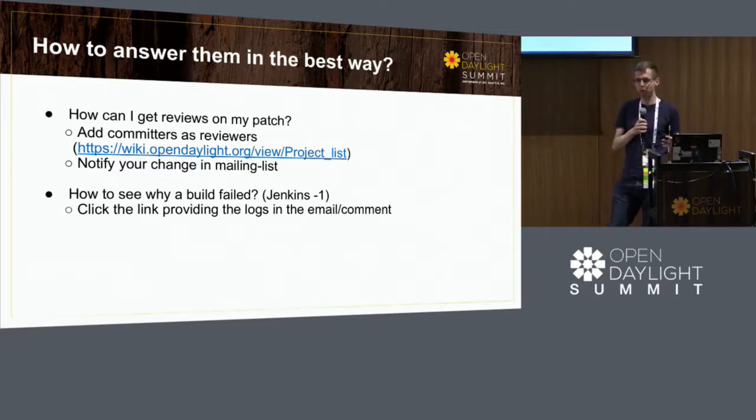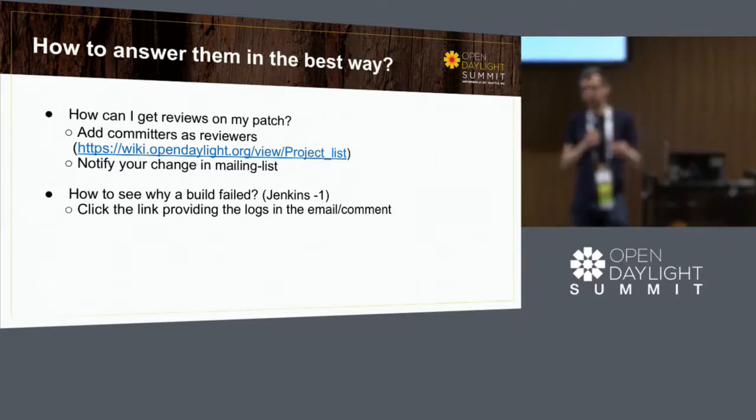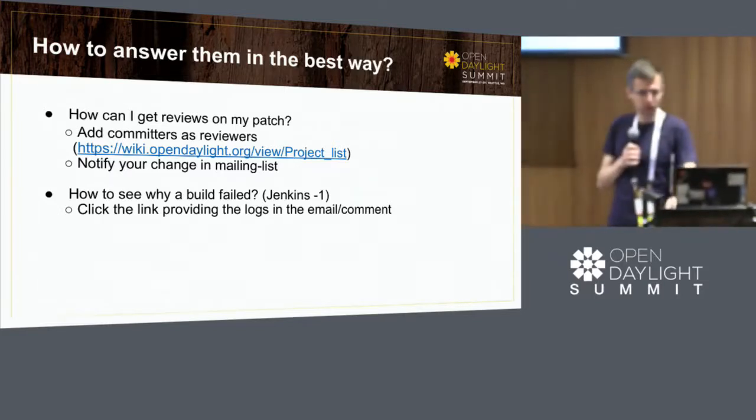And then to get human reviewers on it, the best approach is to have a look at the project list, find the project that you're pushing a change to, and look for the committers or contact person there, and add them explicitly to your Gerrit.